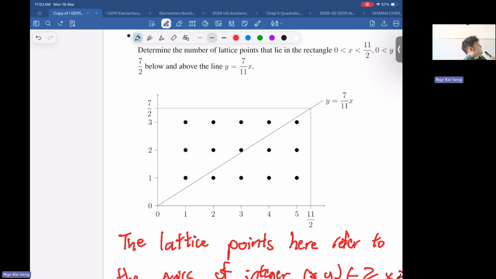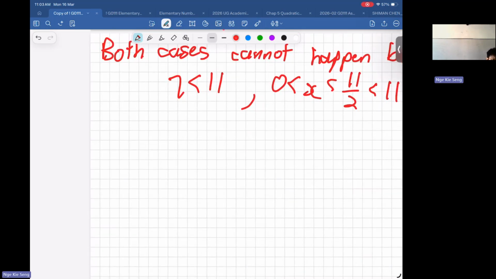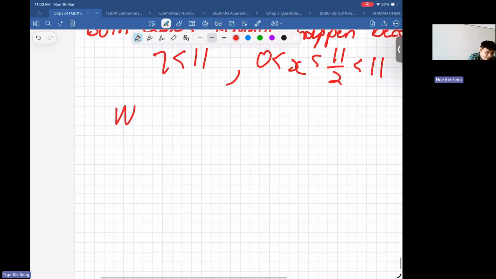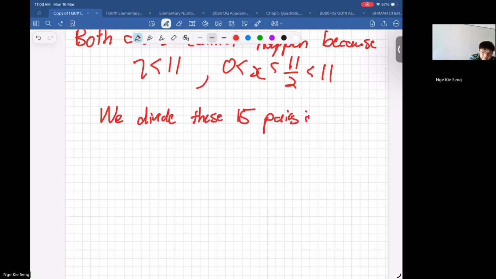One is above that line, y equals 7 over 11 x. The other one is below it. Okay, so let's see. Well, how do we say above this line or below the line? So we will write it like this. We divide these 15 pairs into two groups.